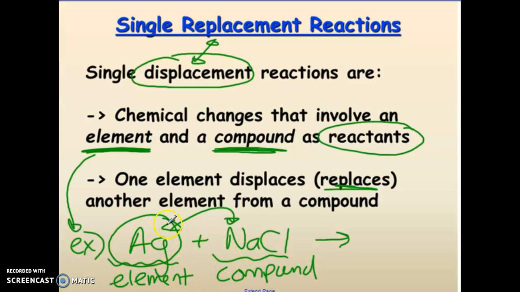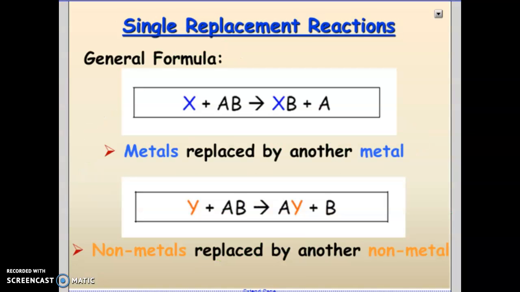So for this example, silver is a metal. Sodium is what will swap with it because sodium is also a metal. They literally swap places. So now sodium will be by itself, and the silver is now going to be with chlorine. Okay, single displacement or single replacement.